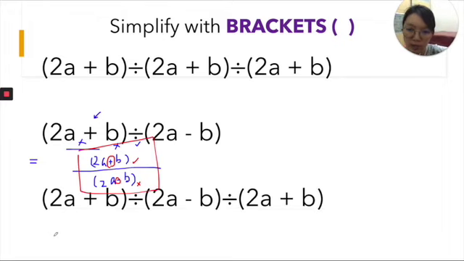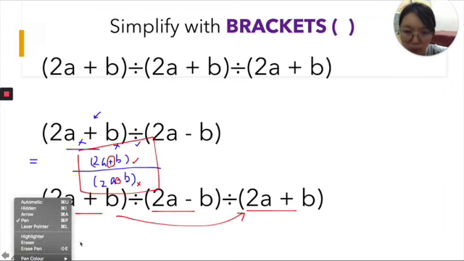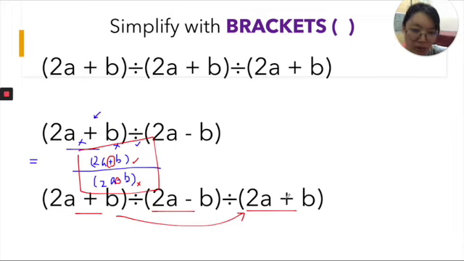And then we have the next one. We have (2a + b) divided by (2a - b) divided by (2a + b). This and this are the same, but this is not the same. How should I do that? First, check whatever is inside the bracket. Can it be simplified? No. So if it's no, then we put an equal.